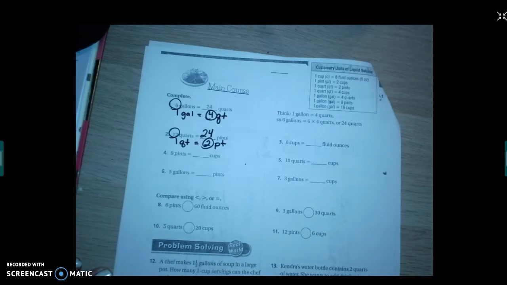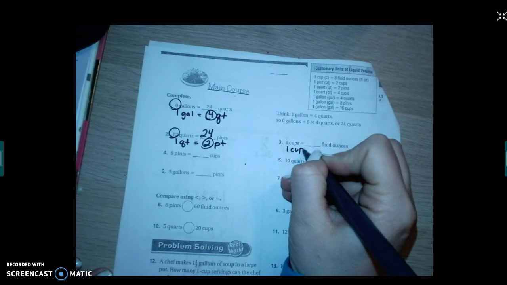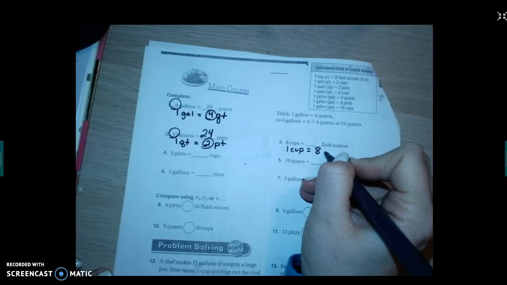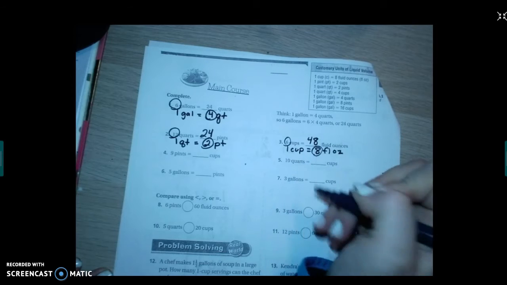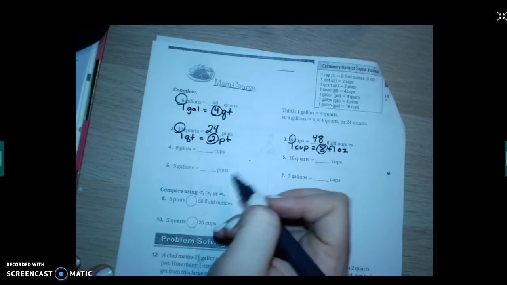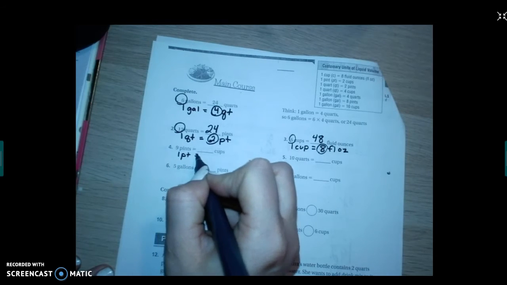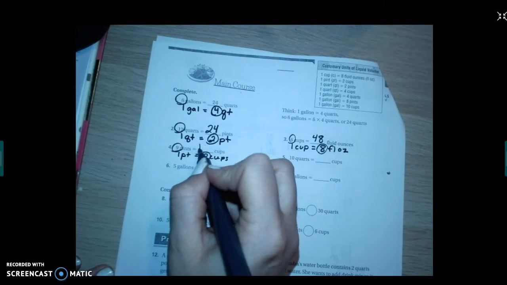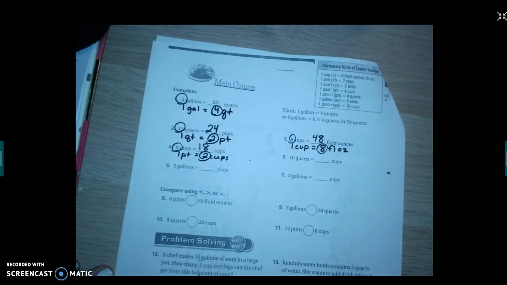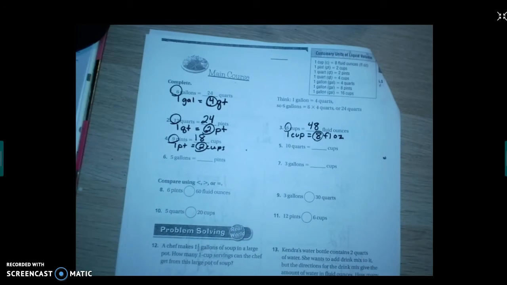Okay, over here, 6 cups equals how many fluid ounces? Well, I know that 1 cup equals 8 fluid ounces. So 6 times 8 is 48. 9 pints equals how many cups? Well, I know that 1 pint equals 2 cups. So 2 times 9 is 18. Okay, so you kind of get the gist. Go ahead and try numbers 5 through 7 on your own, and then press play when you're done.